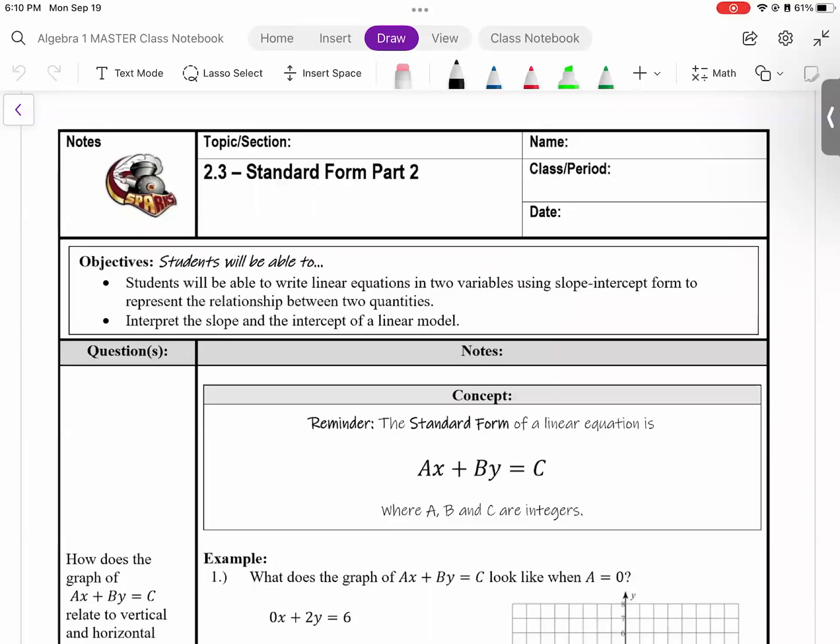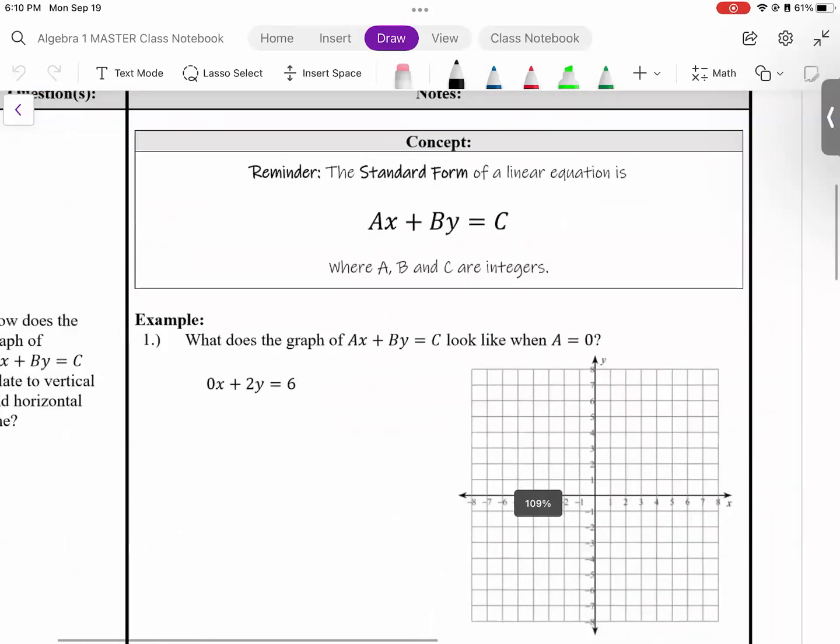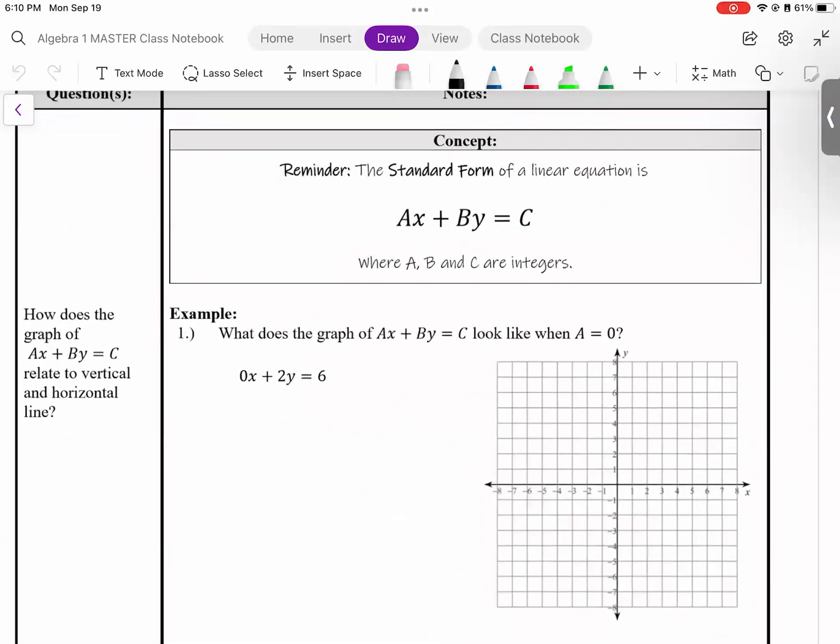We're going to continue exploring the standard form of a linear equation. This is going to be 2.3 standard form part 2. And as a reminder, that is the standard form of a linear equation. Remember, it's going to be Ax plus By is equal to C, where A, B, and C are integers.